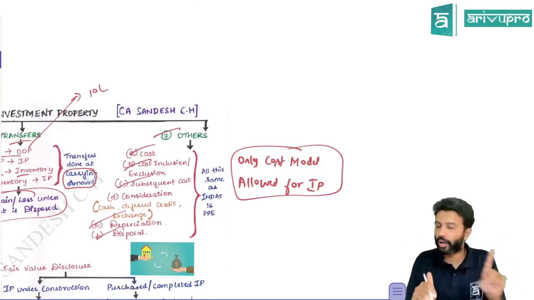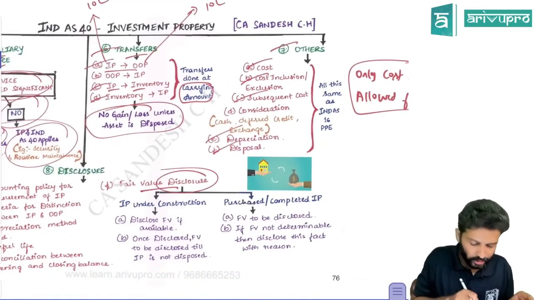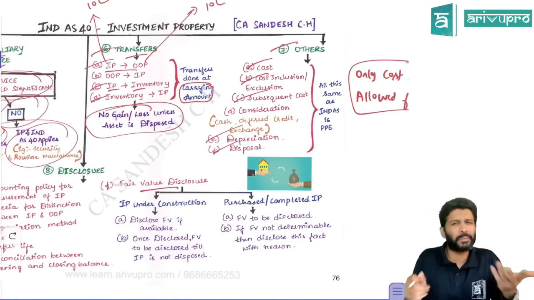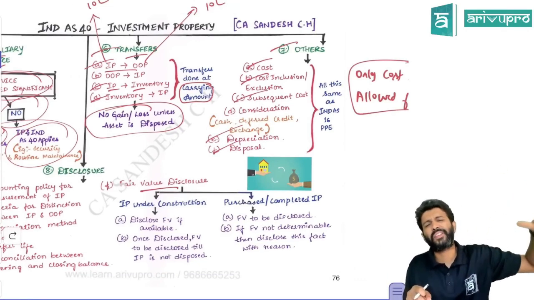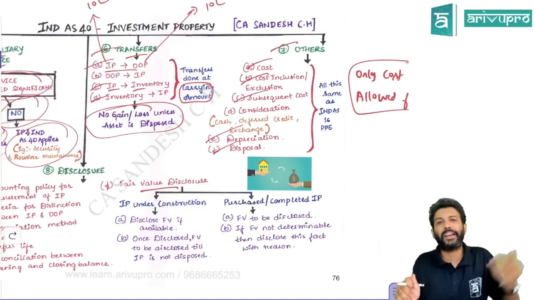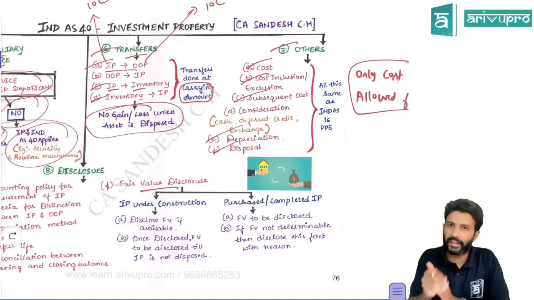Fair value model is not allowed, but fair value is to be disclosed. For investment property, the fair value model you cannot adopt. Maybe because India is an emerging market, the fair value of investment property fluctuates too much. So they thought that it will hit the P&L in a big way. That's the reason India has taken this stand.